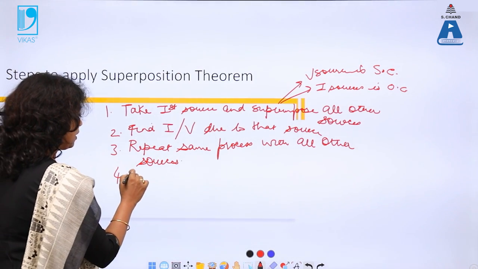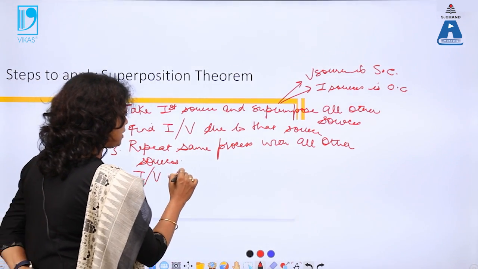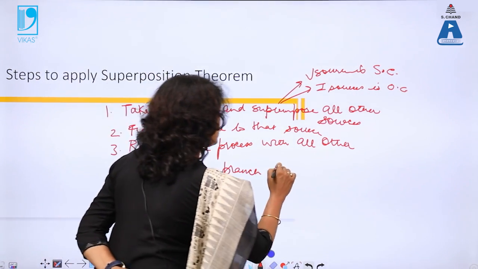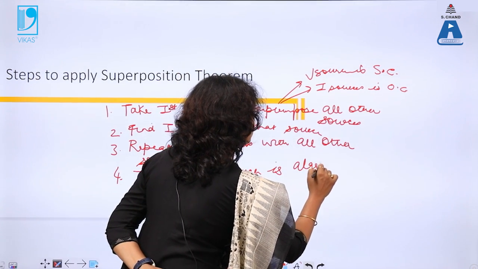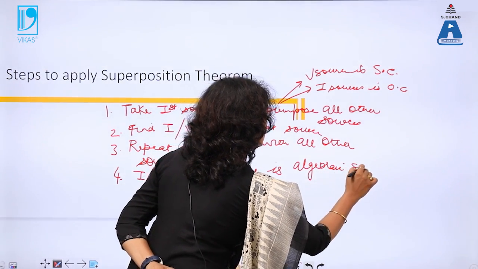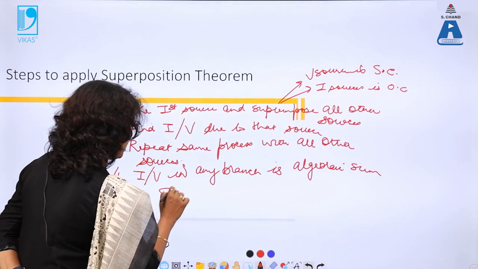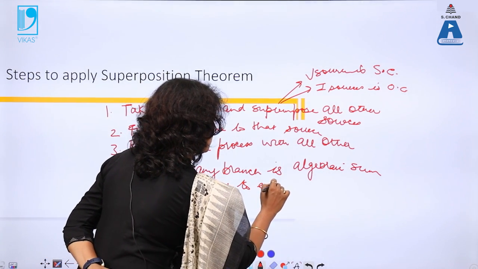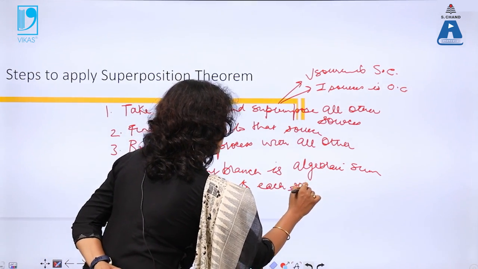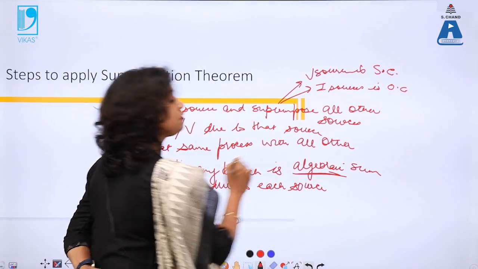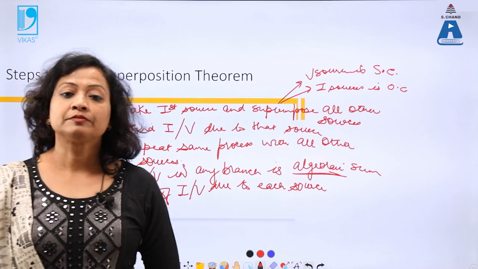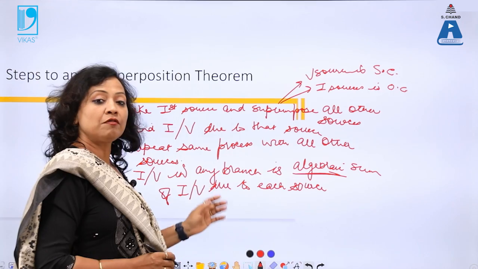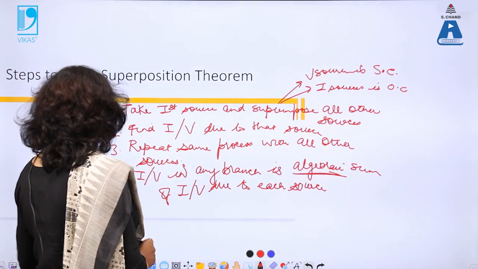Then current or voltage in any branch is the algebraic sum of current or voltage due to each source. So this algebraic is very important because we are taking the sum using the sign or the polarity because of each source. So let me take an example.